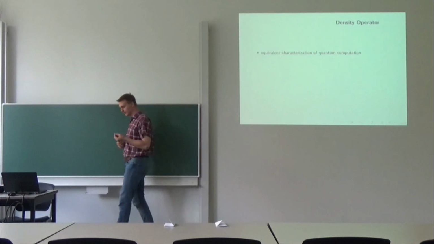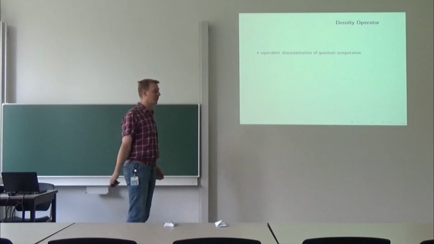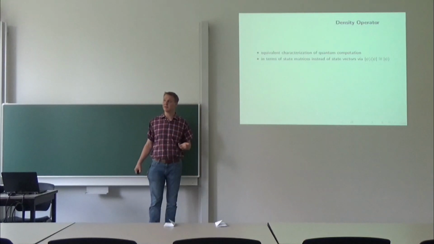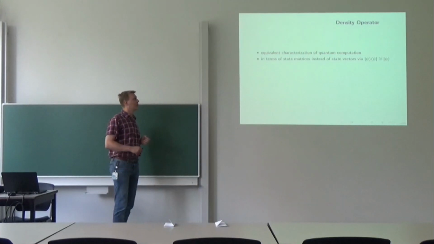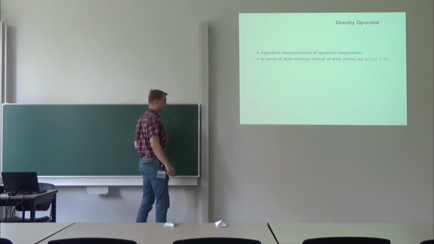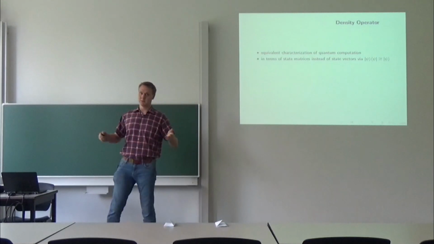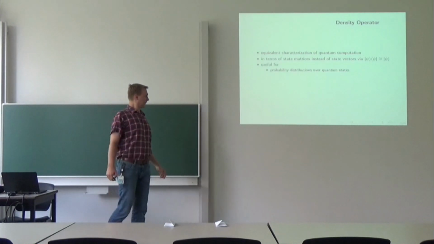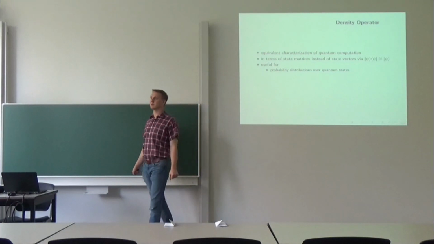So the density operator is an equivalent description of quantum computation. Instead of describing a quantum state as a vector of 2 to the k complex numbers, the density operator chooses to describe it as a matrix of 2 to the k complex numbers. This is algebraically very useful, but for cultivating intuition, maybe not. This is very useful if you want to describe probability distributions over quantum states.